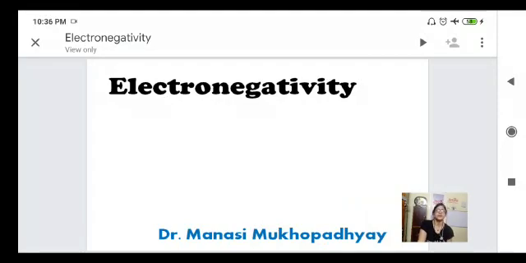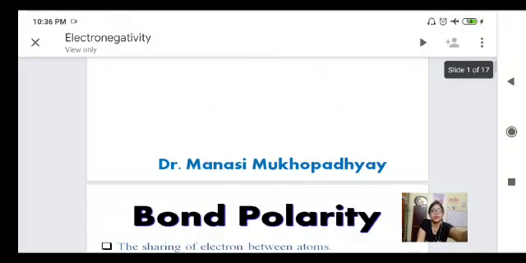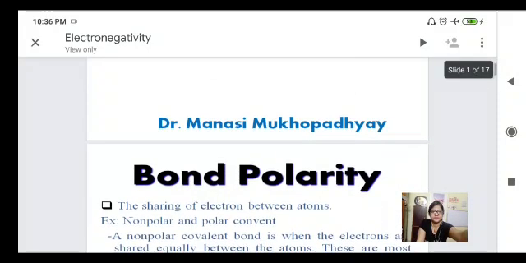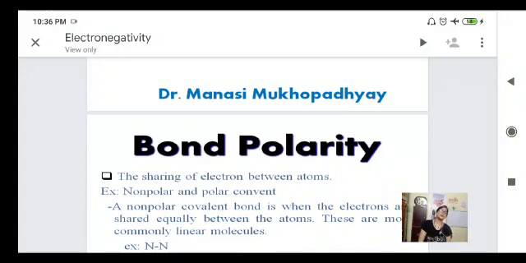Today we will be discussing another periodic property, that is electronegativity. Earlier we have discussed ionization energy or ionization potential, electron affinity and all. Today we are supposed to discuss electronegativity. To understand electronegativity, first we have to understand bond polarity.